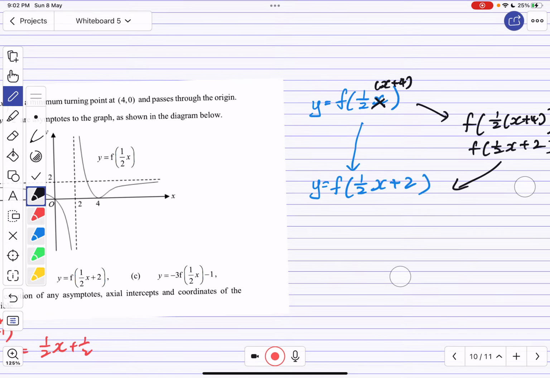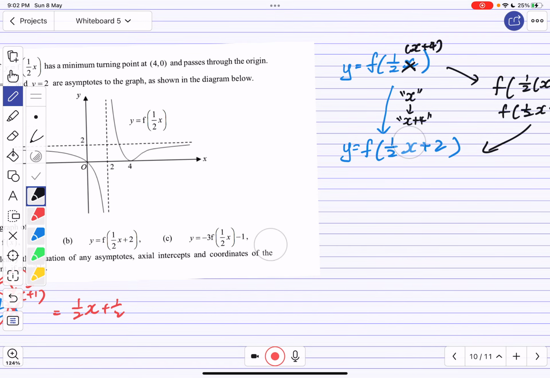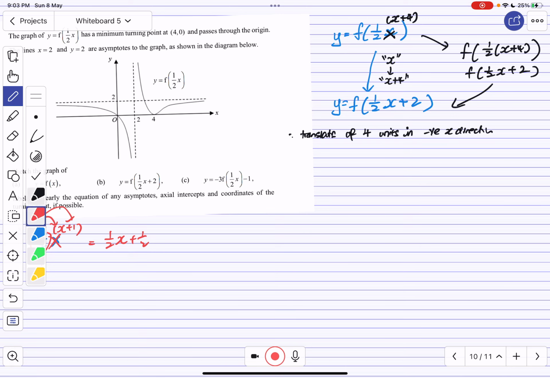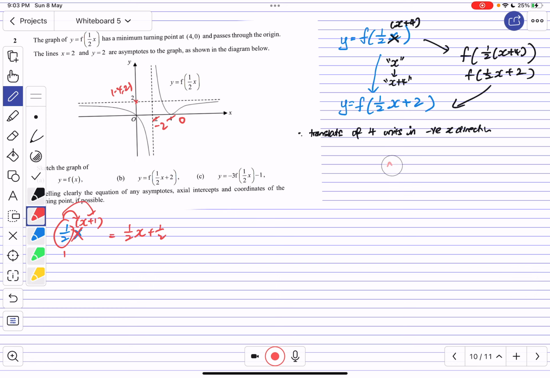Okay? So the actual replacement is to replace x with x plus 4, which gives me basically a translation of 4 units in the negative x direction, right? So how do I then do this graph? Quite easily. I'm just going to take all the x coordinates, and they will have to subtract by 4. 2 is going to become negative 2. This 0, 2 is going to become negative 4, 2. And the entire graph is going to translate towards the left side, all right?